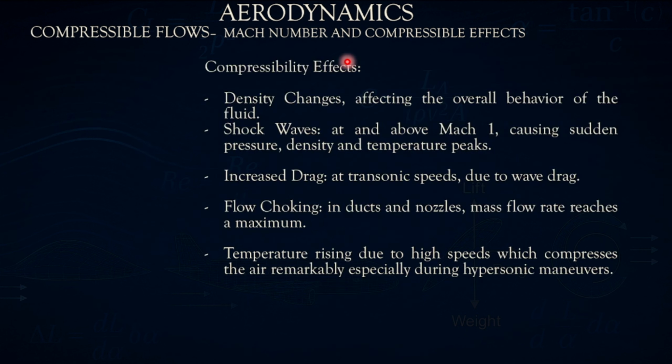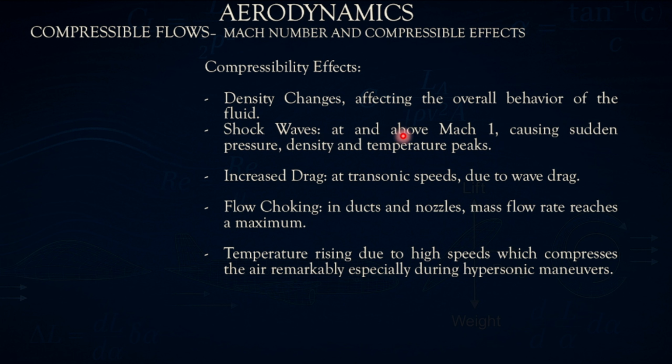Compressibility effects. So what are the effects of air compression due to an object traveling at high speeds, shearing through the air, like a meteor? By the way, not only airplanes can do that, even meteors can do that when they cross through the atmosphere. First, you have density changes affecting the overall behavior of the fluid. So the density increases. Why? Because the air molecules are being compressed against each other, so you have a heavier weight per unit volume.